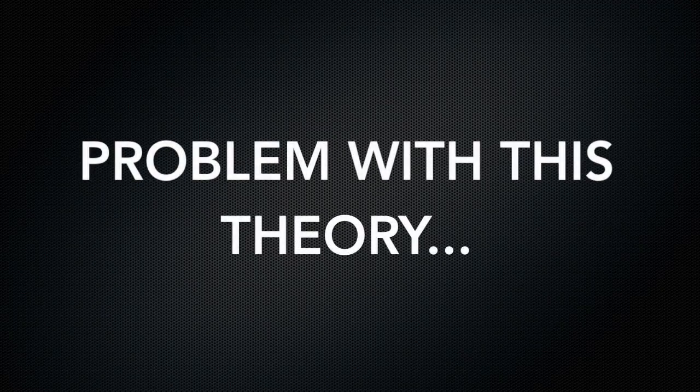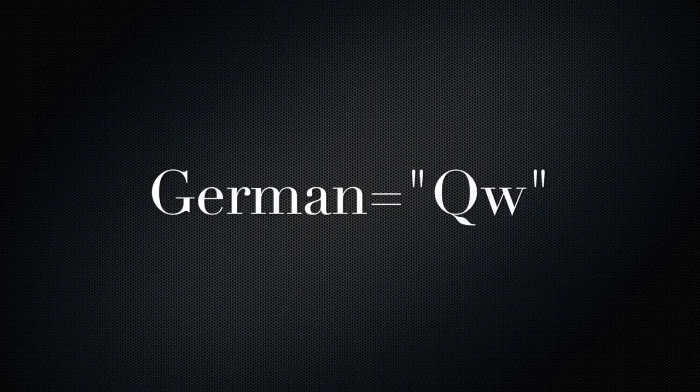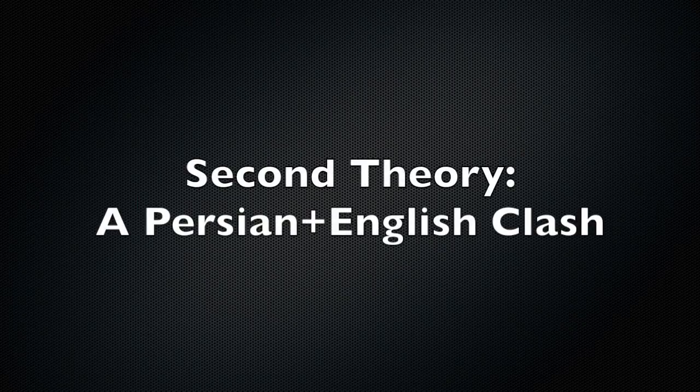So let's look at why this may not be the origin. Quad came into the Dutch language as a QU. However, when we look at the word in German, we can see that there is a QW leading our word bad. This QW does not occur in the Dutch language, nor does it appear to have any linkage with the word quad. Our second theory of the origin of bad led us to the Persians.